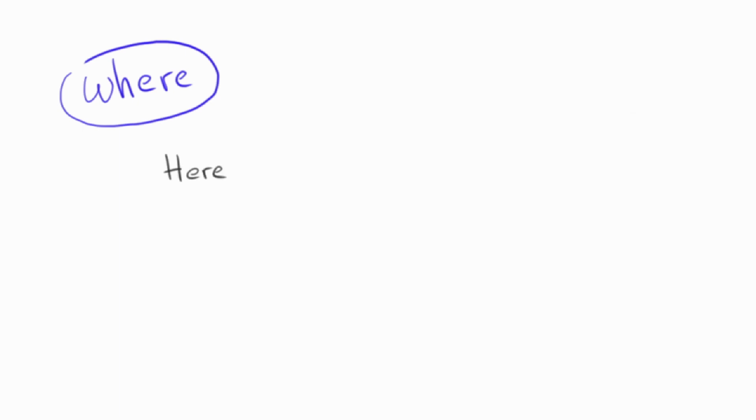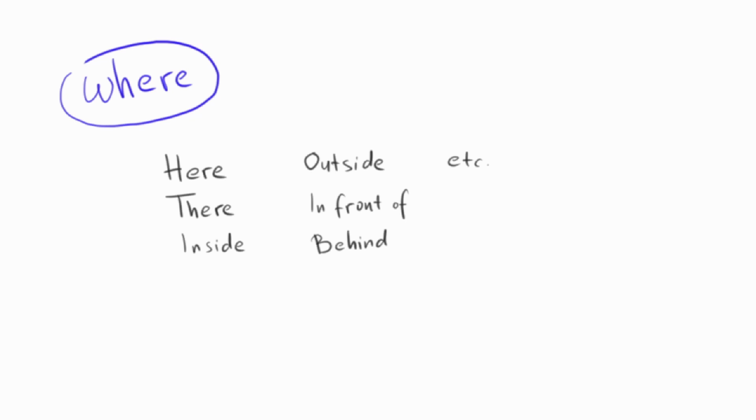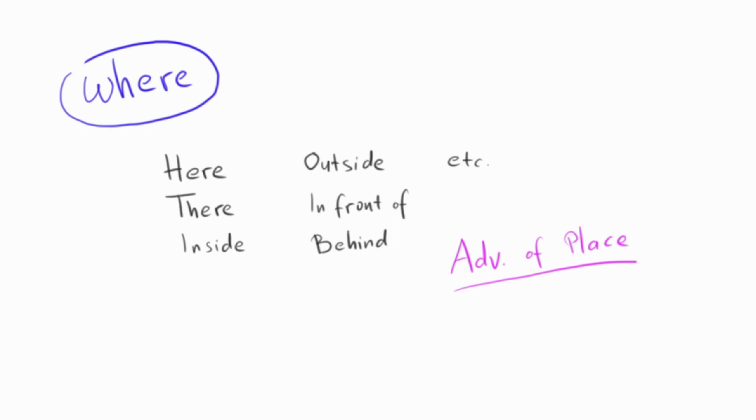Next, we use adverbs to describe where something happens. For this, we can use words like here, there, inside, outside, in front of, behind, and so on. We call them adverbs of place. We can use them like go there or get inside of the car.